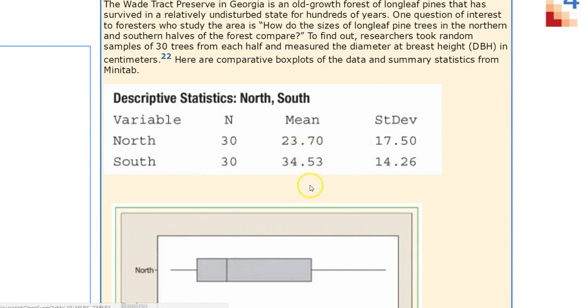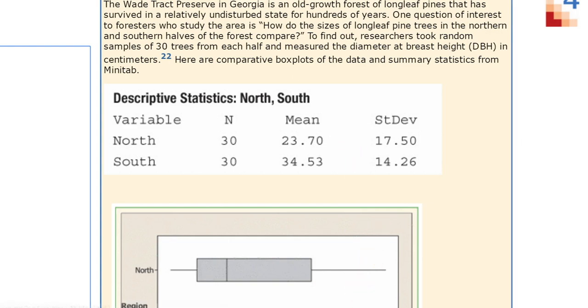This is an arbitrary choice. You can subtract either direction, but often it's easier to interpret when you use a more positive value for the difference. So that's why that choice was made. When you put it in your calculator, you're going to have to enter the south as x, as mu1, and the north as mu2 if you're going to get the results that are shown in this example in the book.